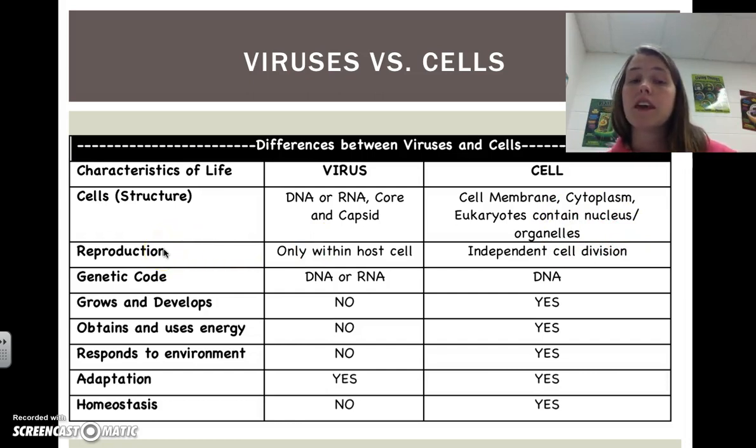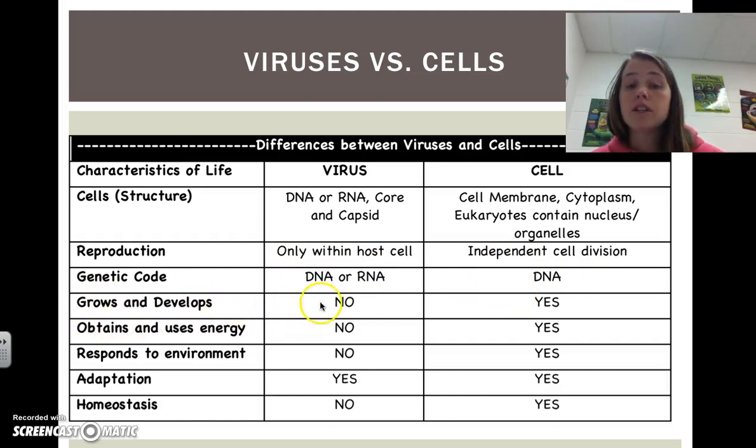Reproduction. Remember, all living things must reproduce. And viruses can only reproduce if they're in a host cell. Cells can reproduce whenever they want. And that includes bacteria. Remember, bacteria are cells. So if you watched last night's video, you'll know that bacteria can reproduce in lots of different ways, in 3 different ways to be exact. And so they are a cell, and they can control when they replicate. Genetic code. So basically, viruses use DNA as their genetic code or RNA as their genetic code. Cells only use DNA as their genetic code.